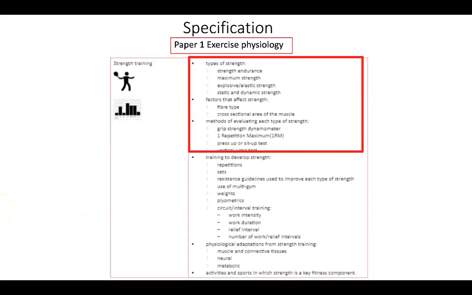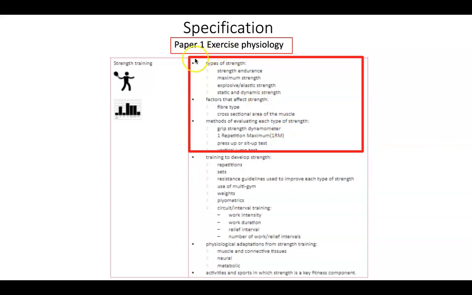So if we go through the specification, what we're looking at is the different types of strength, the factors that affect strength, the methods that evaluate strength, training to develop strength, and then finally the physiological adaptations from strength training. Throughout this whole process, we'll be looking at activities and sports in which strength is a key fitness component. So we've done aerobic capacity. Now we're going to look at strength, and then we have flexibility to look at.